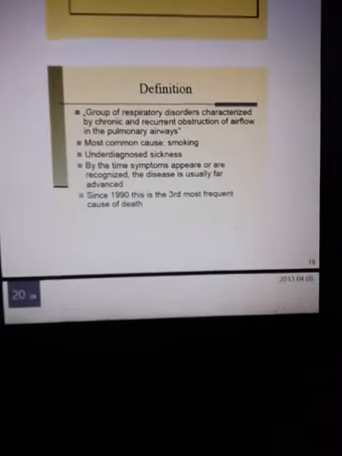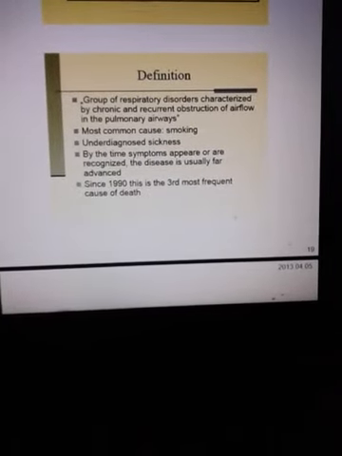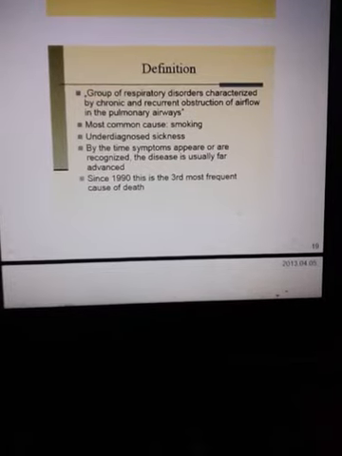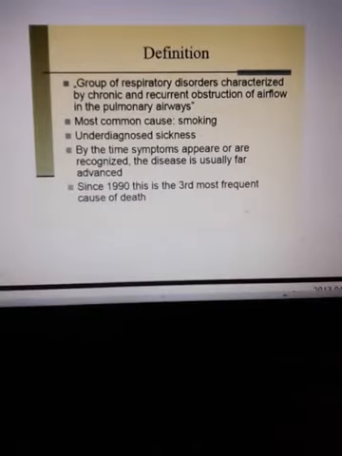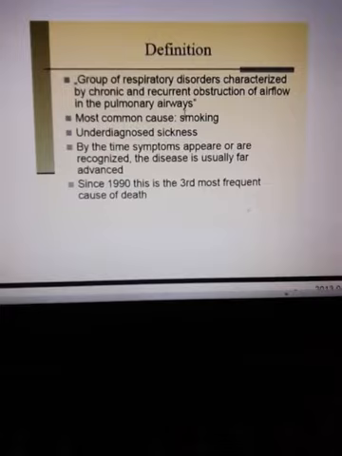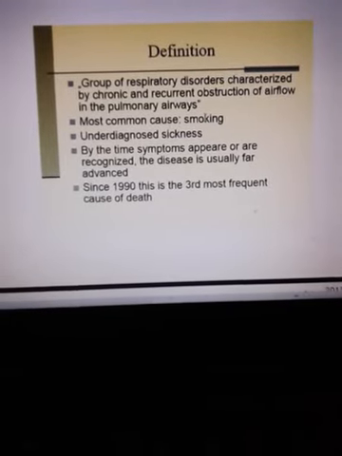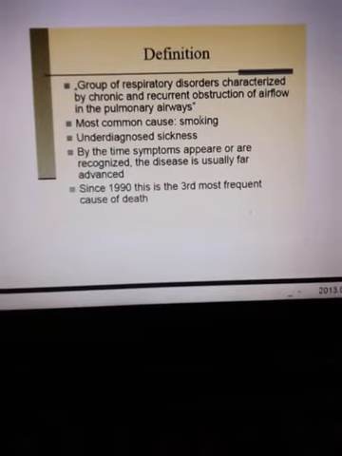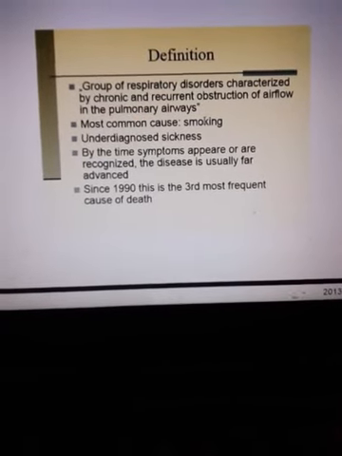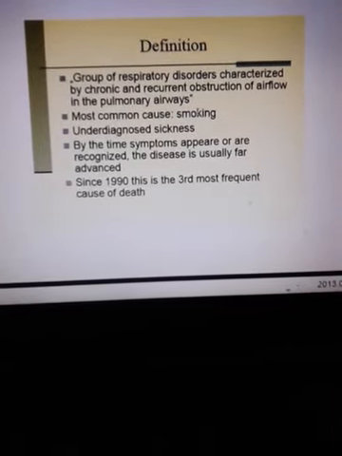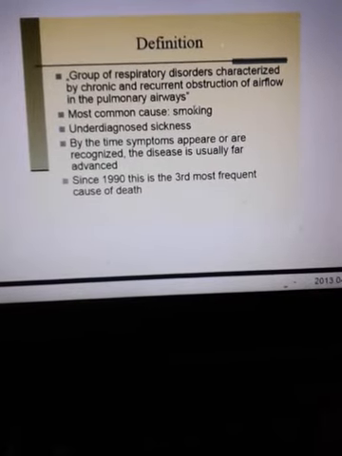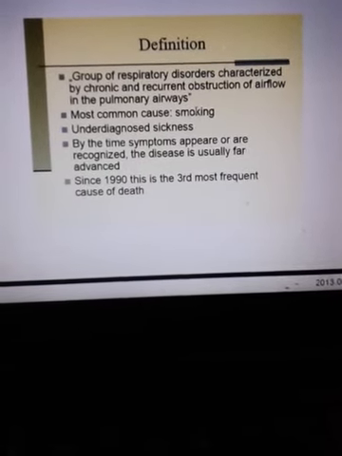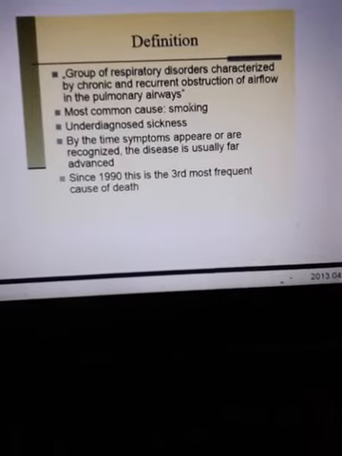Definition: a group of respiratory disorders characterized by chronic and recurrent obstruction of airflow in the pulmonary airways.